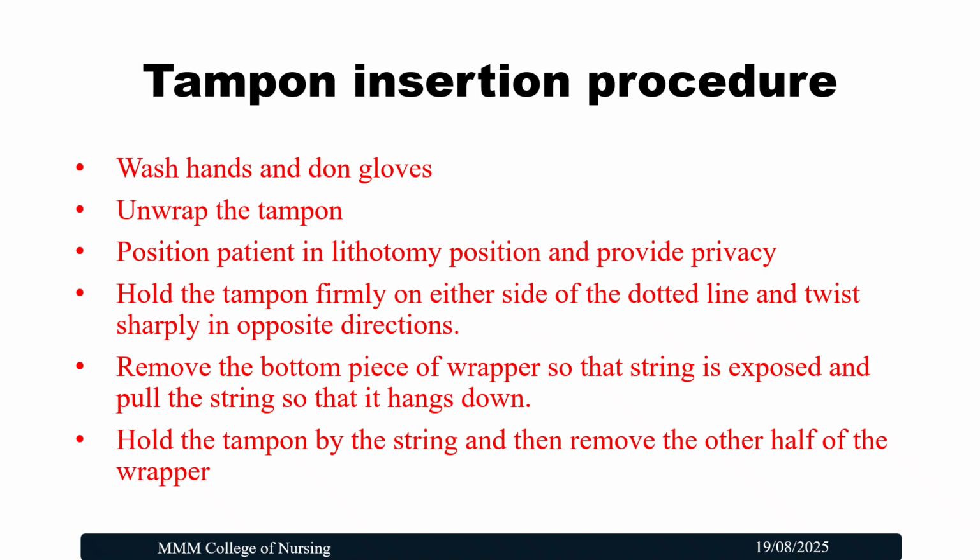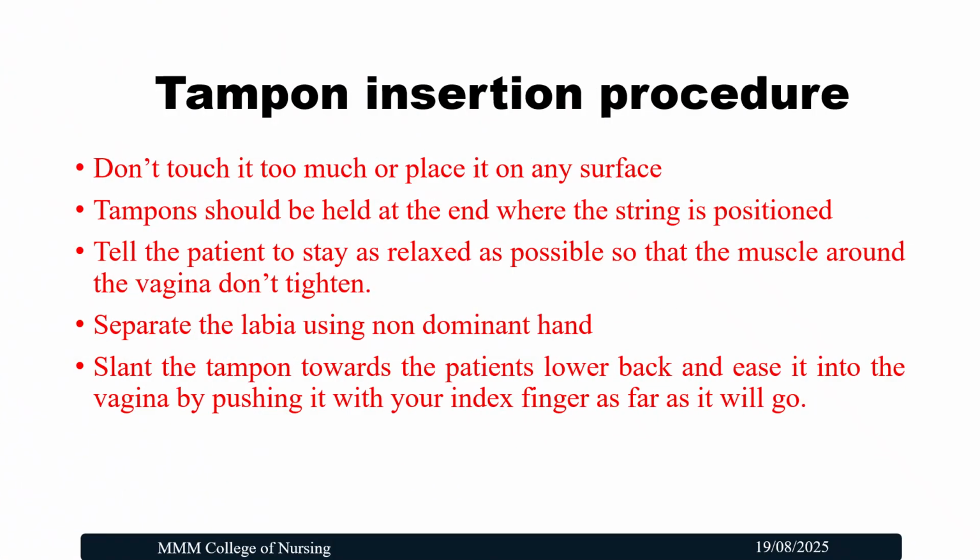Hold the tampon by the syringe and then remove the other half of the wrapper. Don't touch it too much or place it on any surface. The tampon should be held at the end where the string is positioned. Tell the patient to stay as relaxed as possible so that the muscles around the vagina don't tighten.